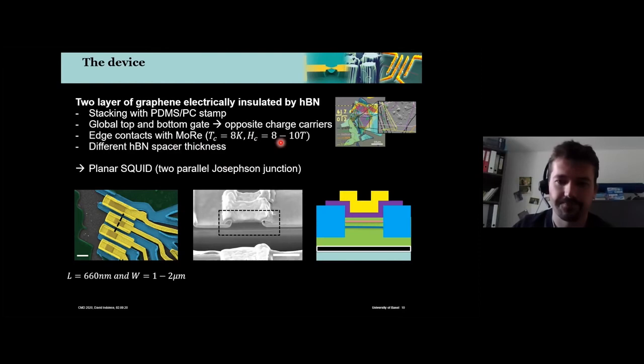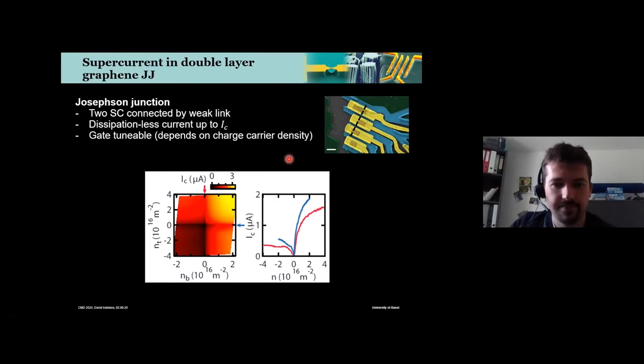So in the first place, what we show here is that we are able, by the global top metal gate and the global graphite bottom gate, to tune the charge current density in the bottom and the top graphene layer independently. And by tuning the charge current density, as shown before, you can also adjust the critical currents. And this is what you see in this map.